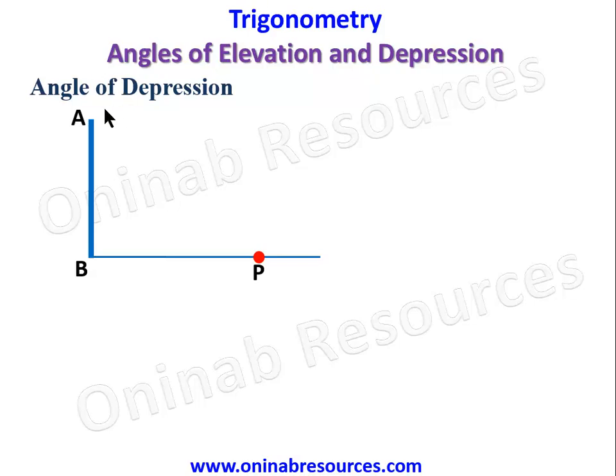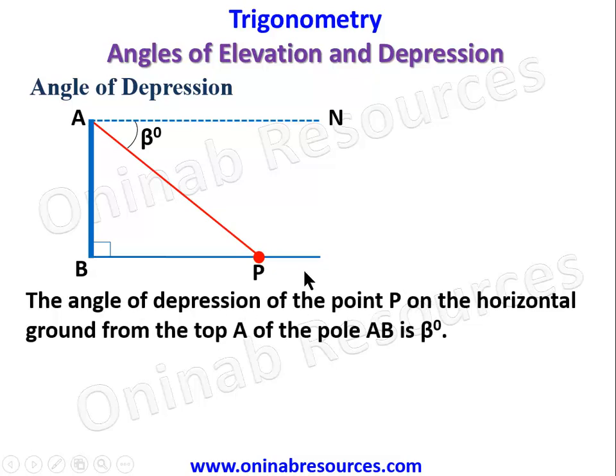So we go ahead and create the normal. Then we call this horizontal line from A to N the normal. Then we now have the line joining A and P. The angle NAP, we call it beta degrees, is the angle of depression. So we say the angle of depression of the point P on the horizontal ground from the top A of the pole, from this top A on the pole, is beta degrees.